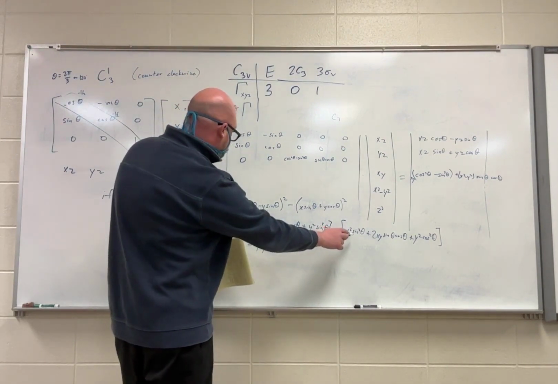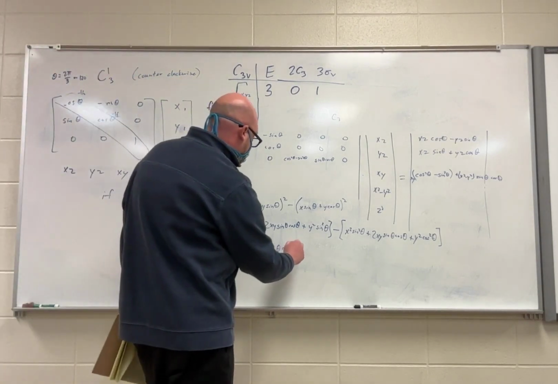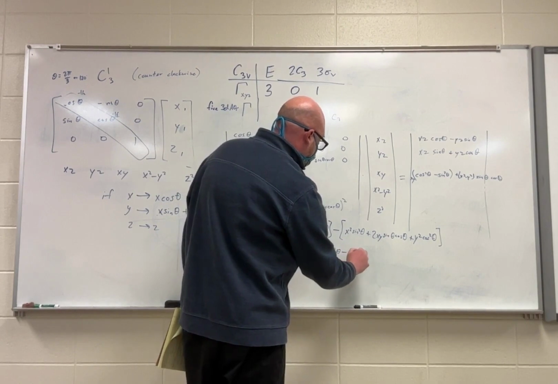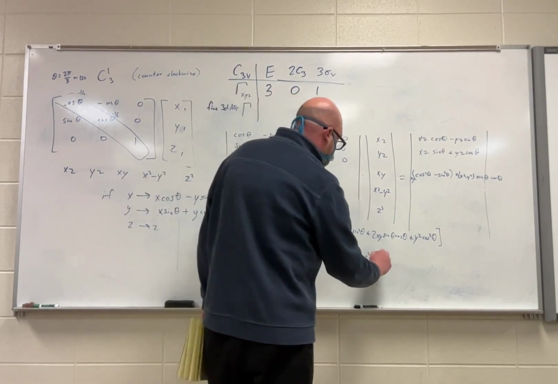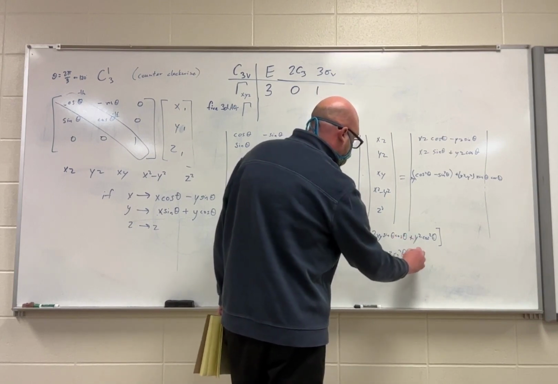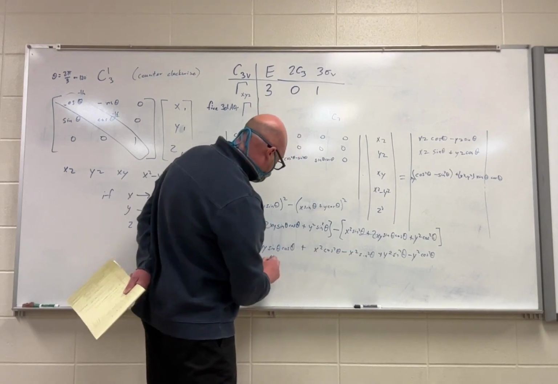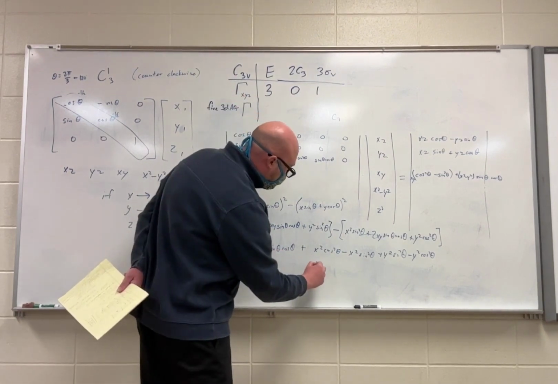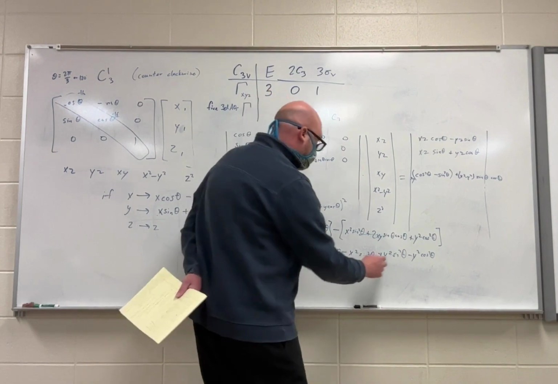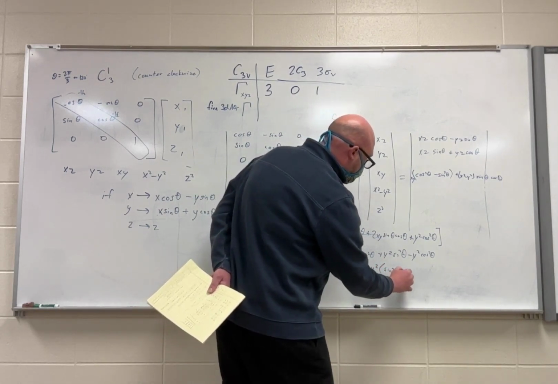We have the x squared terms. I just want to make sure I'm seeing this. X squared cosine squared theta minus x squared sine squared theta plus y squared sine squared theta minus y squared cosine squared theta. Okay? So then, if I pull the x squared out, I'm just going to carry this down and stop rewriting it over and over. The x squared term is a cosine squared theta minus sine squared theta. And then if I pull out y squared, it's a sine squared theta minus cosine squared theta.